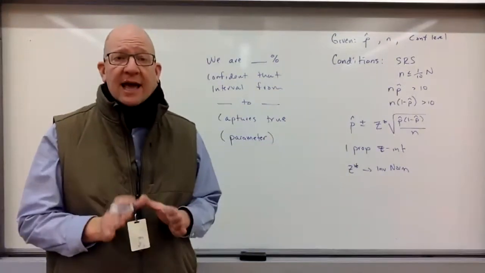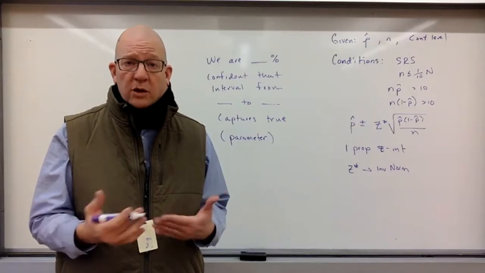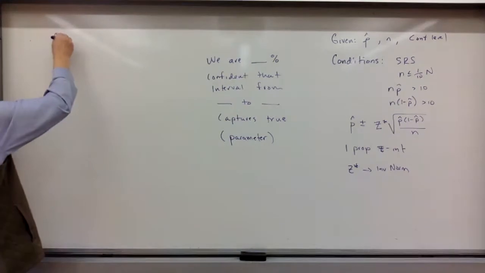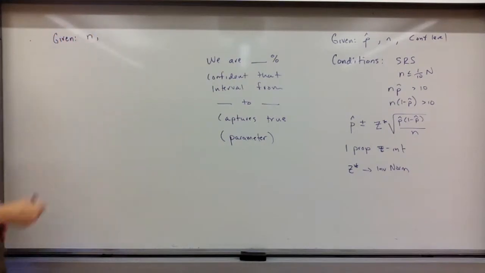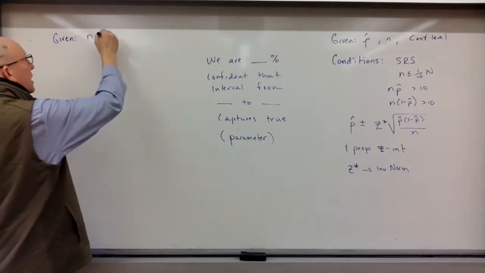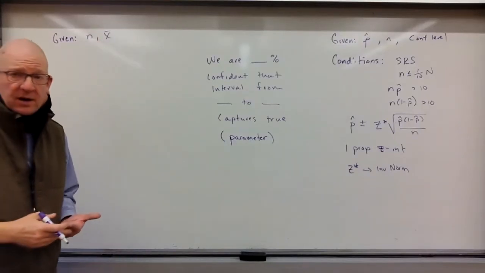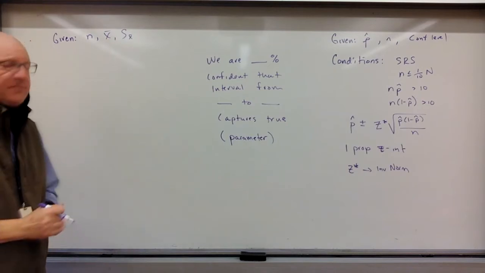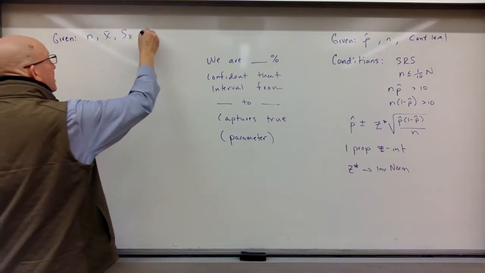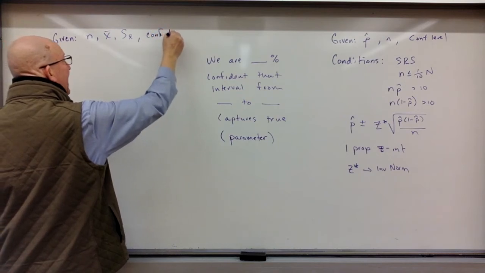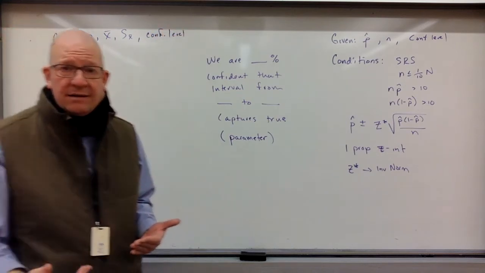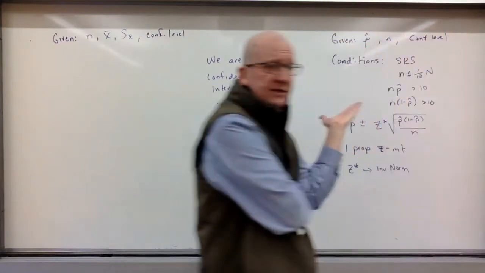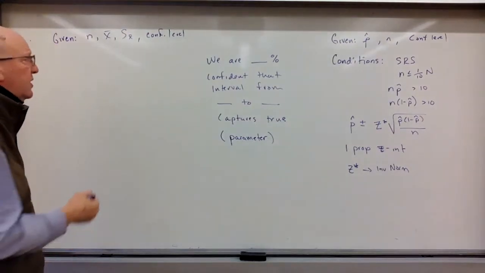Now, let's see how all of this works when we talk about means, okay? In this case, you're going to take a sample of people. You'll be given n. You're going to come up with an average for that sample, x bar. You're also going to come up with a standard deviation for that sample, s sub x bar. And you'll be given a confidence level. You'll be told I need to have a 95, 99, 90% confidence level. So let's see. Oh, well, we tested our conditions here. Let's do our conditions over here.